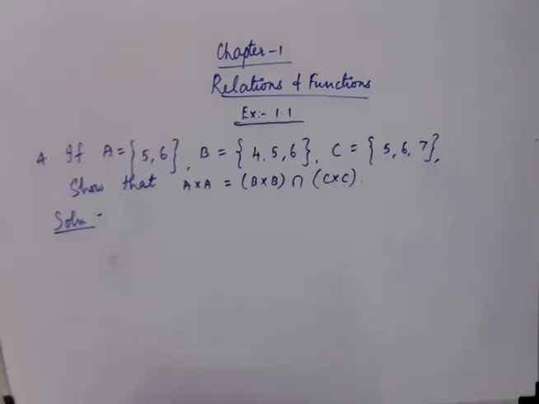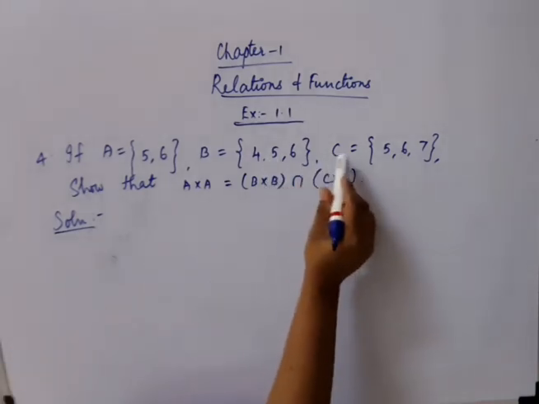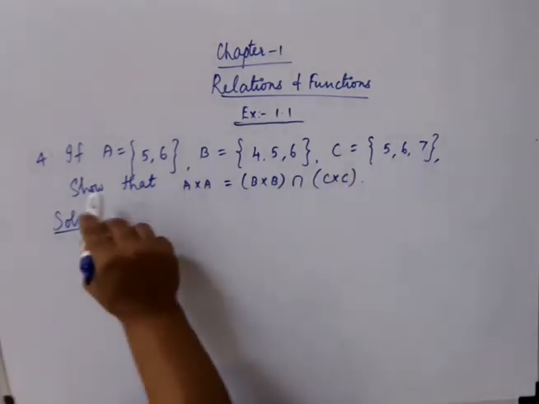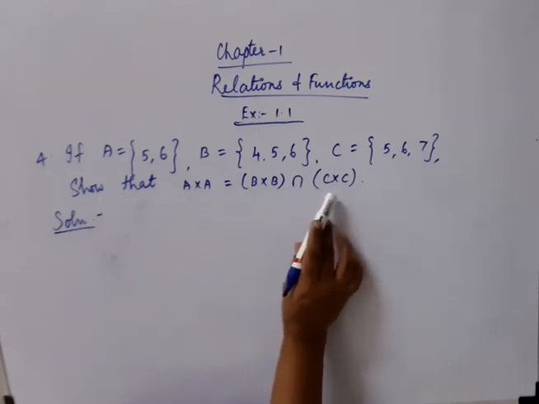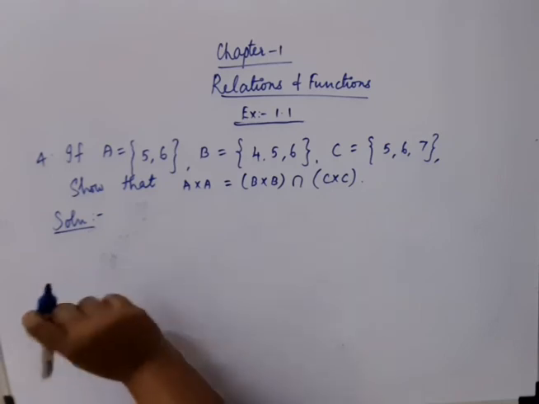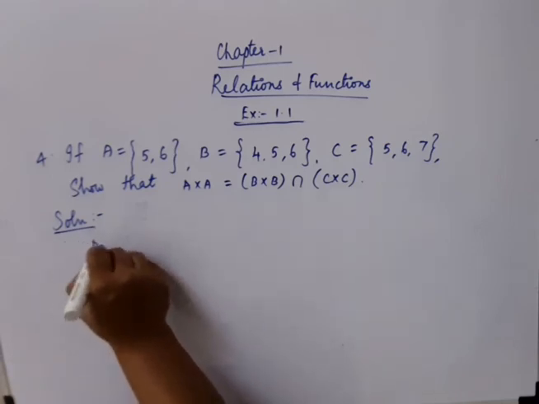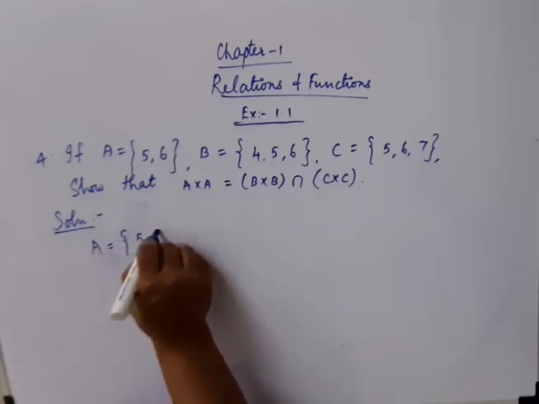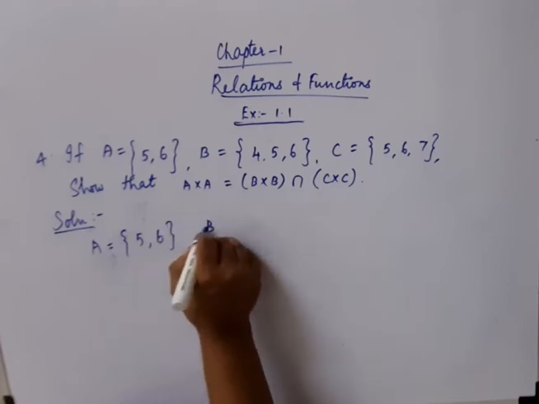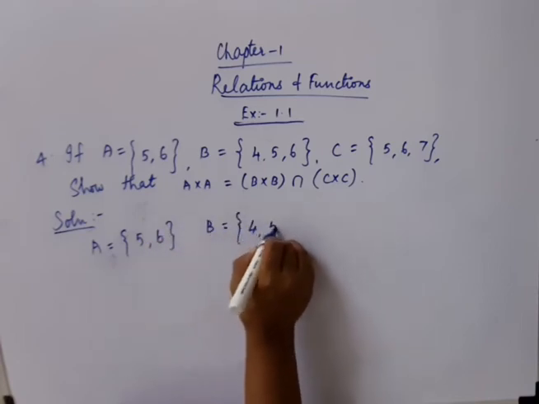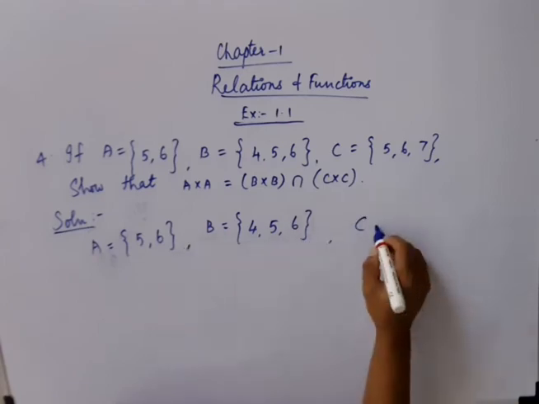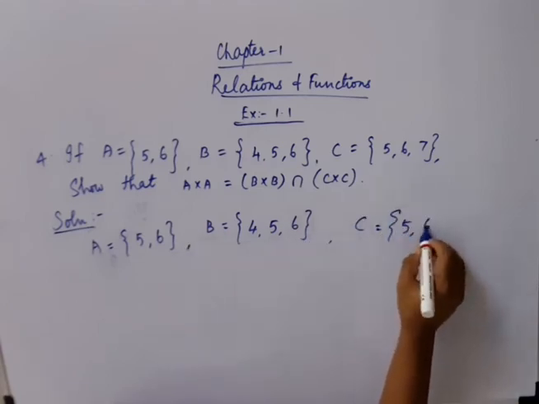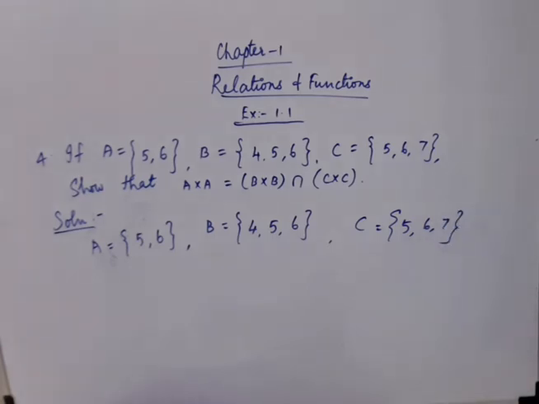The fourth question. If A is equal to {5, 6}, B is equal to {4, 5, 6}, C is equal to {5, 6, 7}, show that A cross A is equal to B cross B intersection C cross C. Solution. We have A is equal to {5, 6}, B is equal to {4, 5, 6}, C is equal to {5, 6, 7}.